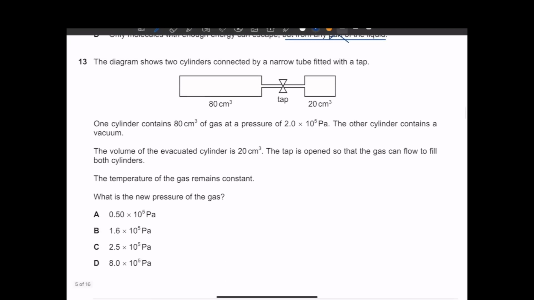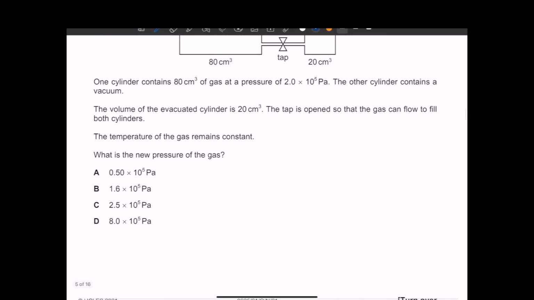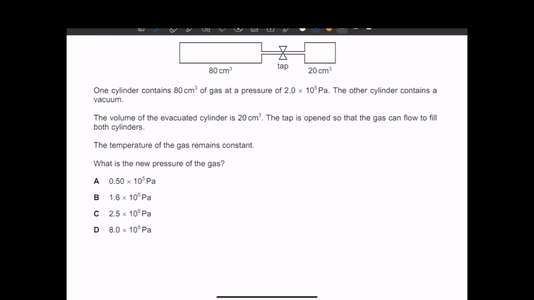In question 13, the diagram shows two cylinders connected by a narrow tube fitted with a tap. So we can open the tap and close it whenever we want. One cylinder contains 80 centimeter cube of gas at a pressure of 2 times 10 power 5 Pascal. The other cylinder contains a vacuum. It means it has a volume, but there is no gas inside it. Anyway, the volume of the evacuated cylinder is 20 centimeter cube, as written in the question.